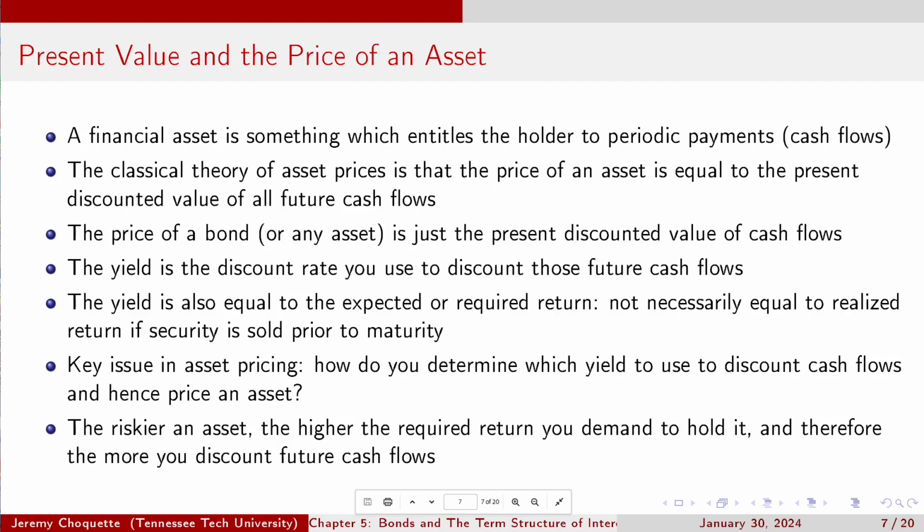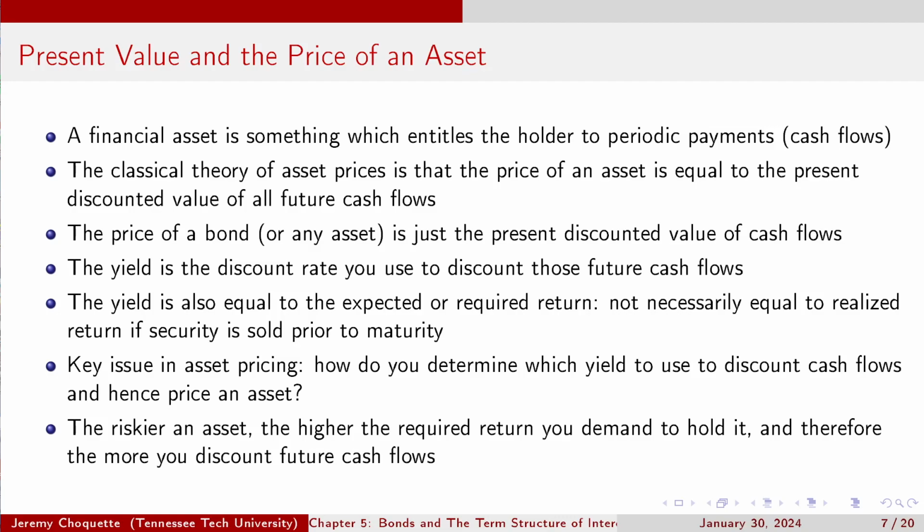Now, a financial asset is something that entitles the holder to these periodic payments or cash flows. The classical theory of asset prices is that the price of an asset is equal to the present discounted value of all future cash flows. And the price of a bond, or really any asset, is the present discounted value of cash flows. The yield is the discount rate that you use to discount those future cash flows. So it's also equal to the expected or the required return, not necessarily equal to the realized return if the security is sold prior to maturity.